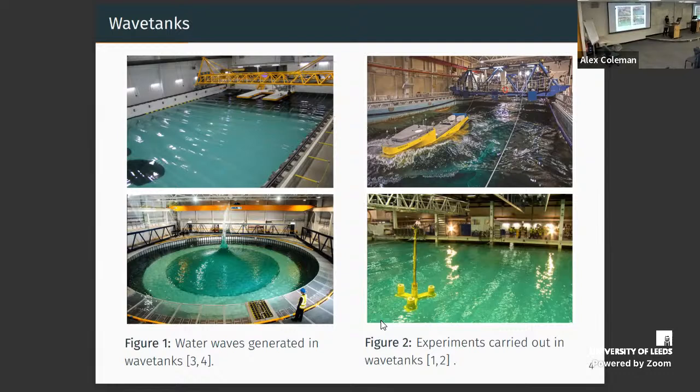So to tackle this problem, many researchers are developing numerical models of these wave tanks. It falls under the category of computational fluid dynamics, so you can solve a problem like this by using your computer. But the challenge is that these kinds of models are very expensive when it comes to computation.